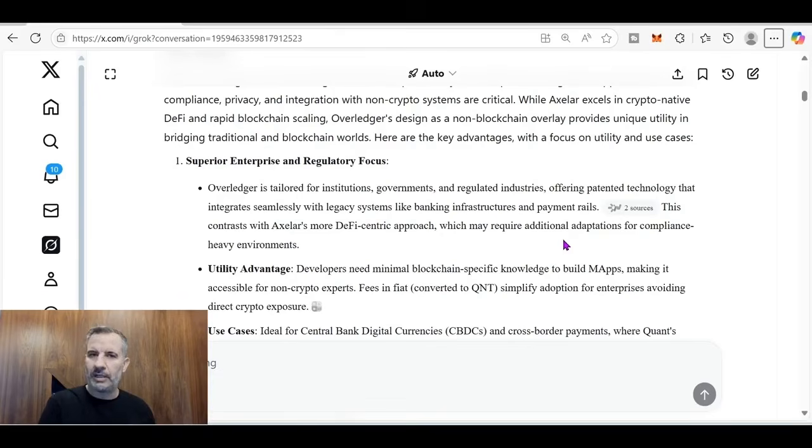So Axelar is limited to cross-chain, connecting blockchains together, while Quant Overledger is literally connecting national infrastructure, what we call critical national infrastructure. So it doesn't even compare, my friends. If you understand the magnitudes of central banks, you need to understand that central banks literally decide when wars start and when they finish. They're that powerful. And then it says, this contrasts with Axelar's more DeFi-centric approach. Axelar is more focused on DeFi, like I told you, which may require additional adaptations for compliance-heavy environments.